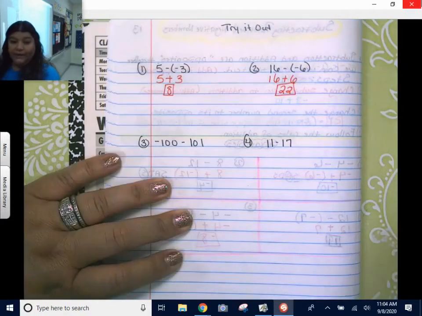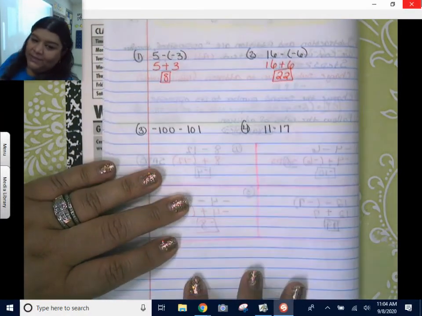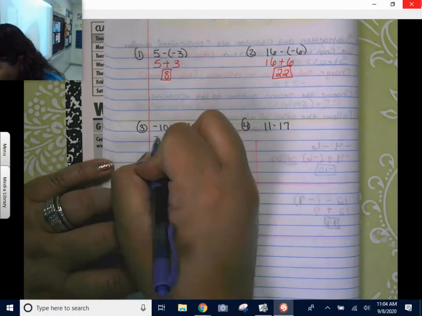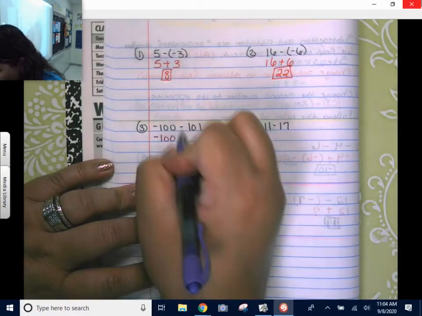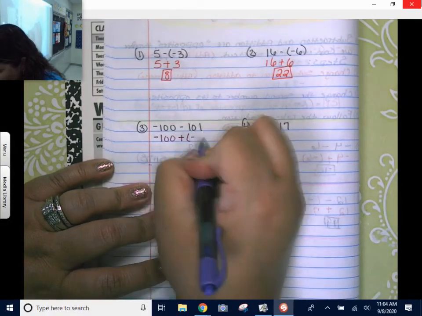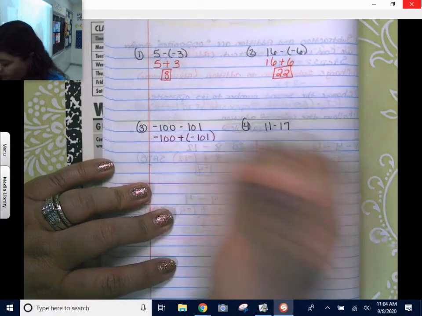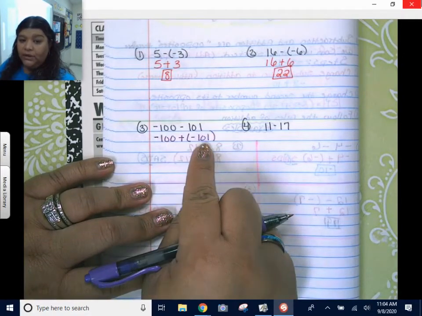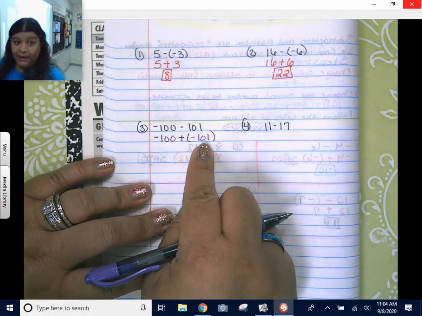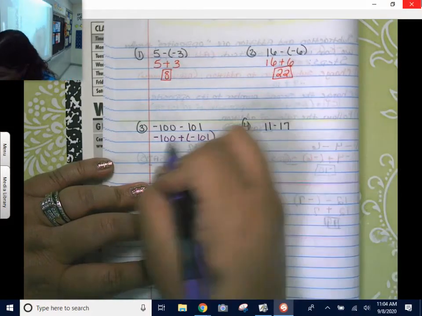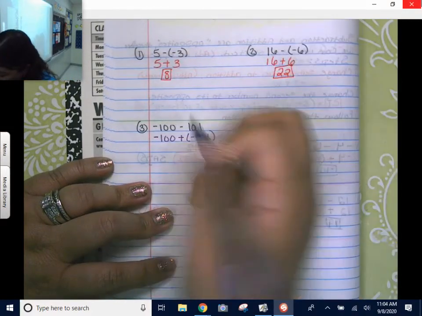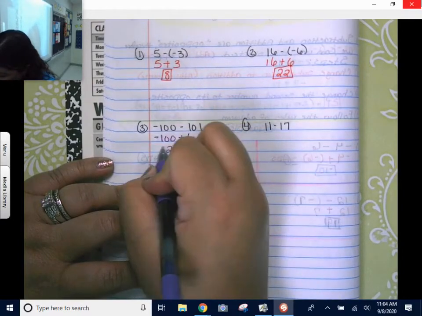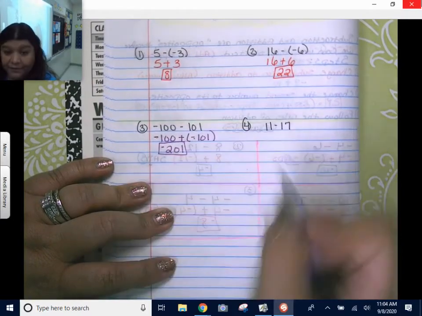Good. Okay. Next one, negative 100 minus 101. You should have rewrote it as negative 100 plus negative 101. Okay, so I switch subtraction to addition. Positive 101 goes to a negative 101. Okay, and now my signs are the same, so I add them together. That gives me 201. Since they're both negatives, my answer remains a negative.